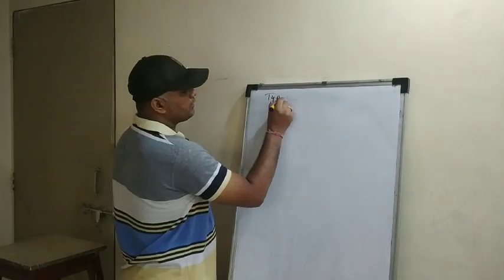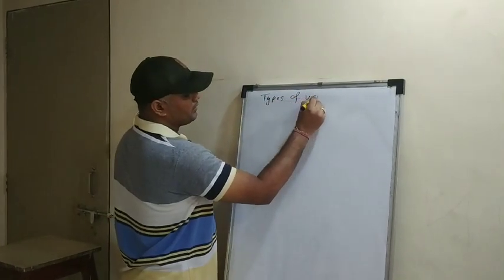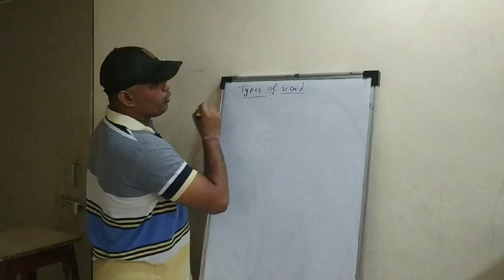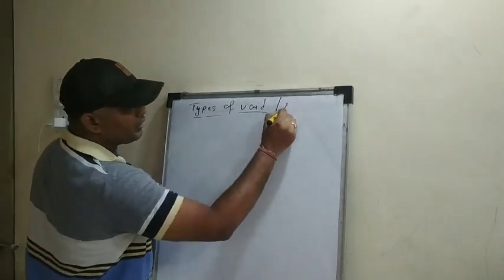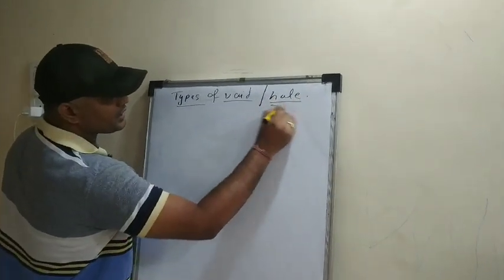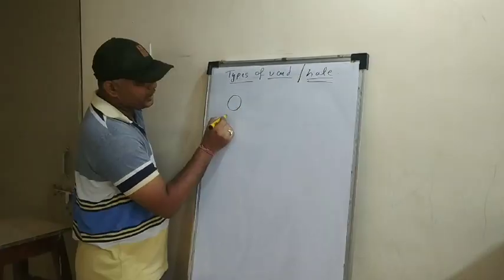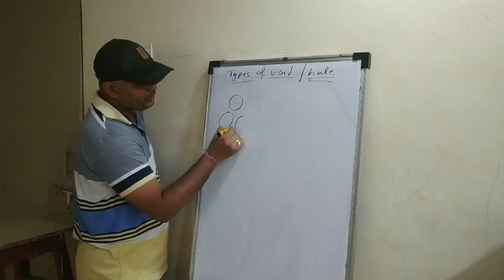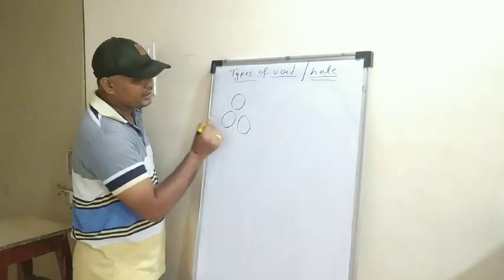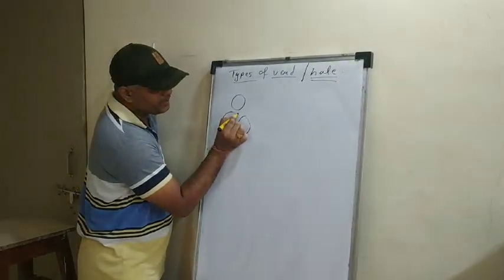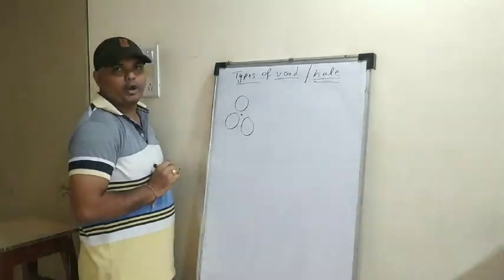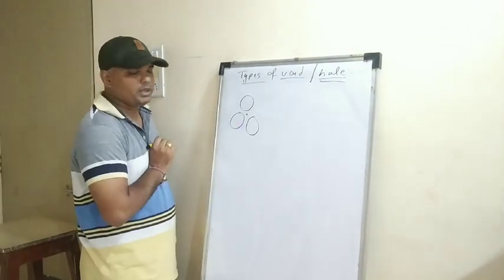Types of voids, right? So what is a void? Void is nothing but one kind of hole. So where is exactly the hole? Let's say this is one constituent particle, this is one constituent particle, this is one constituent particle. Then the hole which is present in between is said to be the void, or it is also called the hole.